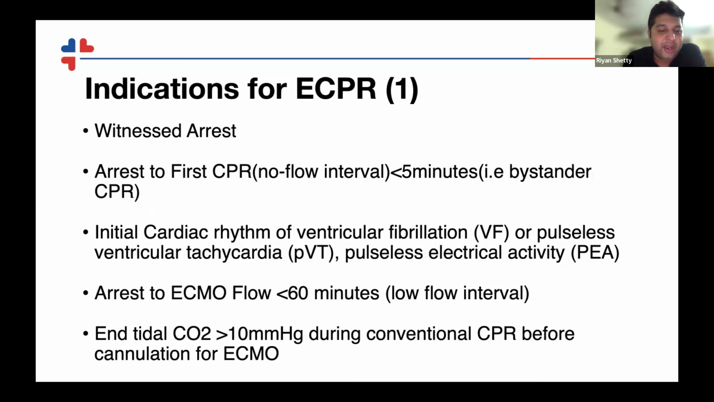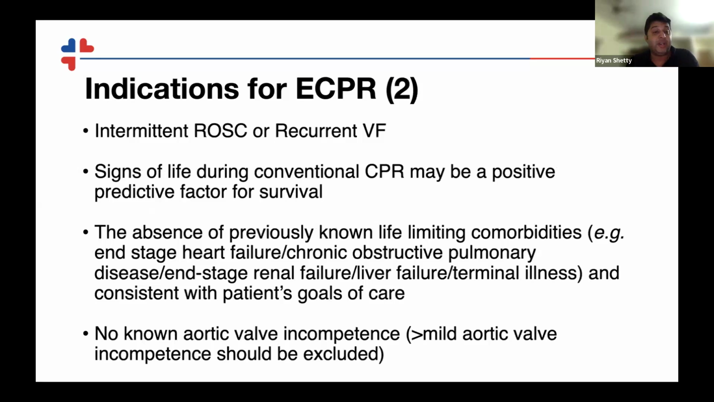pulseless VT and PEA, arrest to ECMO flow less than 60 minutes, that is the low flow interval, end-tidal CO2 of more than 10 during CPR before cannulation, intermittent ROSC or recurrent VF in and out of arrest, signs of life during conventional CPR, which may be a positive predictor of survival, the absence of previously known life-limiting comorbidities of any organs, and no more than mild aortic valve regurgitation.